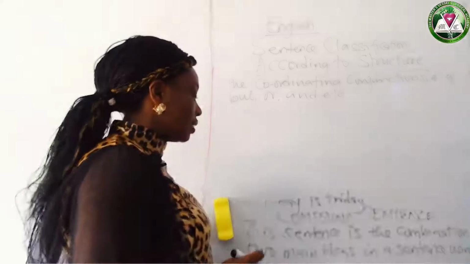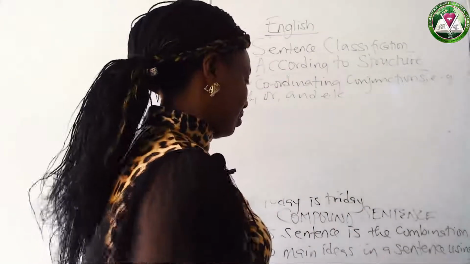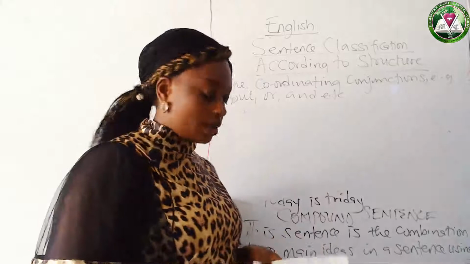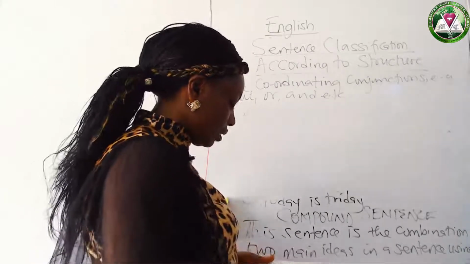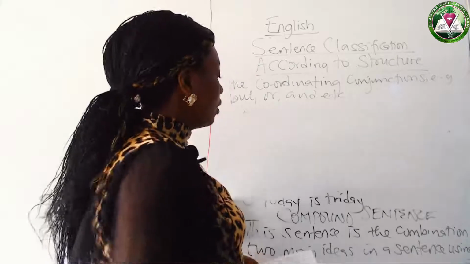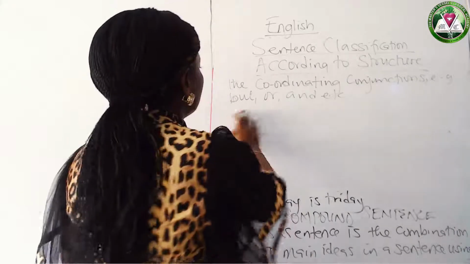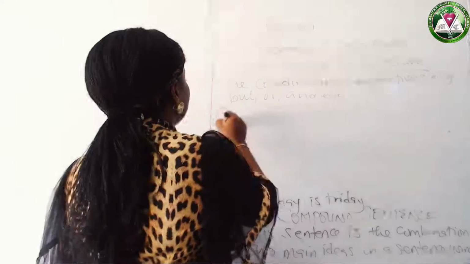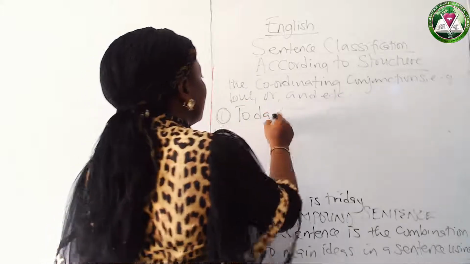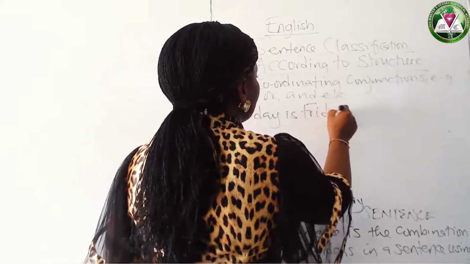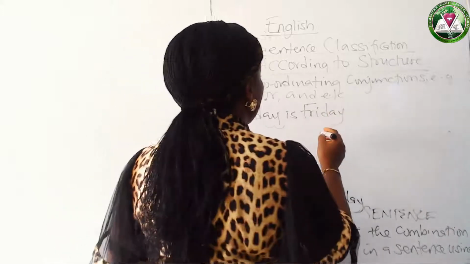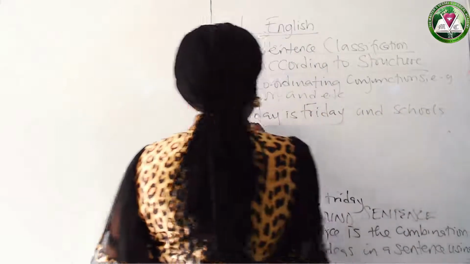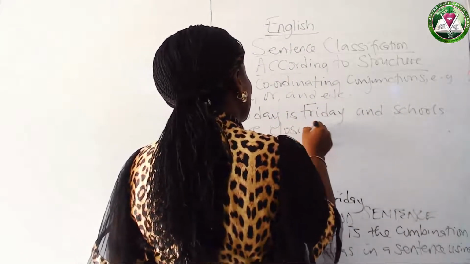So in the compound sentence, we have two main ideas, or two single thoughts put together using the coordinating conjunctions. So we have examples of compound sentence. So we have: Today is Friday. And schools are closing. Today is Friday and schools are closing.